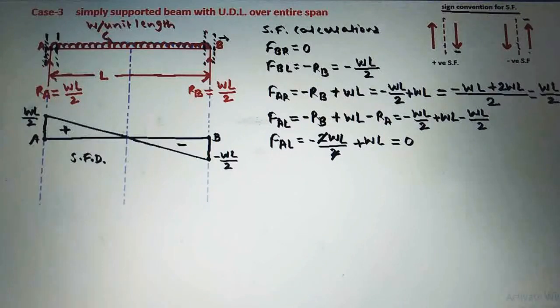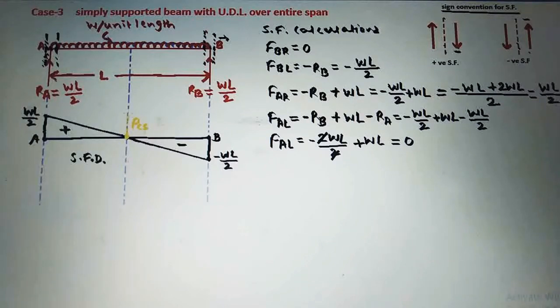Now see here, this is the point where shear force is suddenly changing its sign from positive to negative or negative to positive. So this point on the shear force diagram will be the point of contra shear. Why? Because at this point the shear force is suddenly changing its sign from positive to negative or negative to positive. So this will be the point of contra shear.